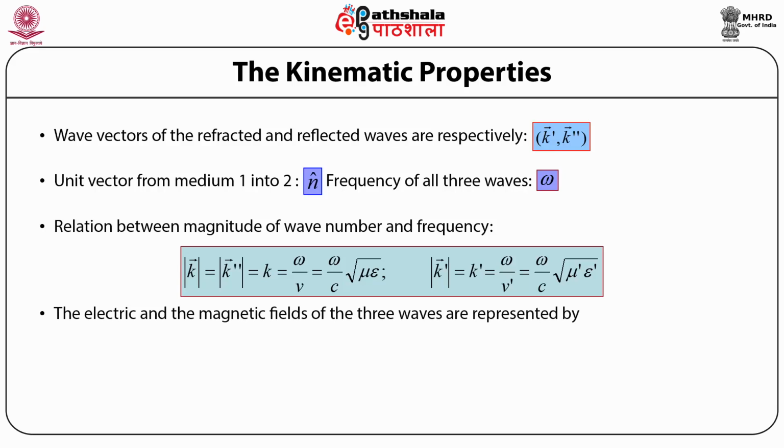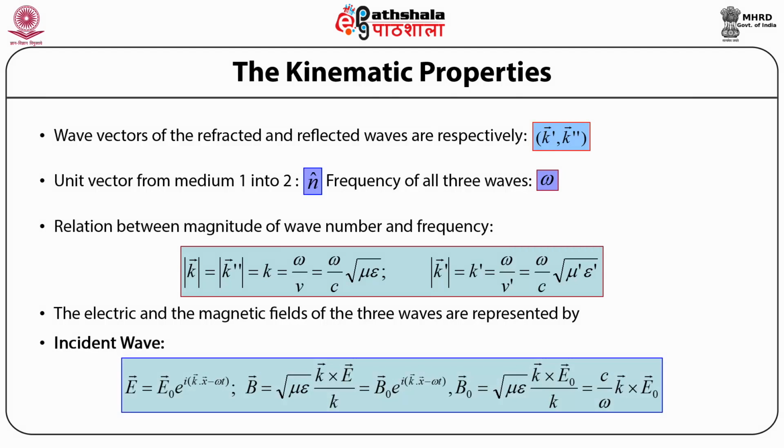Now the electric and the magnetic fields of the three waves, that is the incident wave, the refracted wave and the reflected wave, are represented by the following equations. So for the incident wave, we have the electric field vector E is equal to the amplitude of the electric field vector E naught times exponential to the power iota times wave vector k dot product with position vector x minus iota times angular frequency omega times time t.